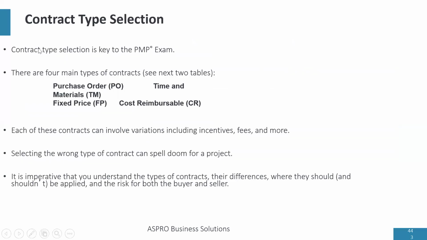Let's move on. Now we're going to talk about contract types, because contract is the bond between client and vendor. But there are different types of contract types. We have what we call purchase order. We have what we call time and materials contract type. We have what we call fixed price contracts, and we have what we call cost reimbursable contracts. So let's look at all the contract types.